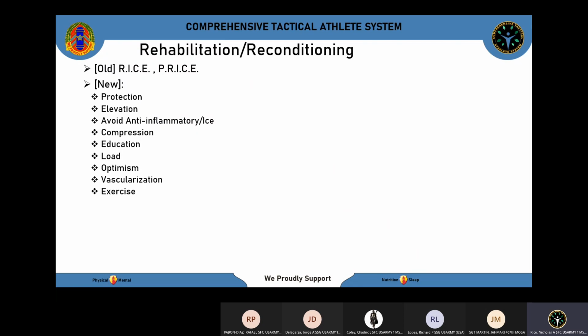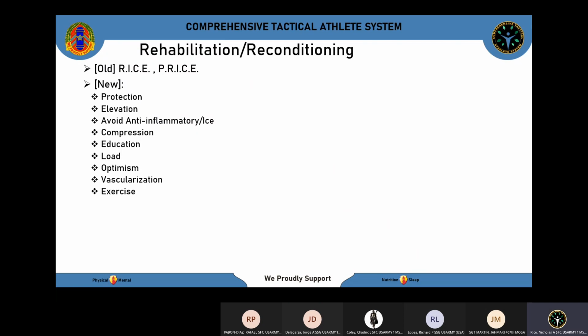If I'm able to get you to load your spine, load a joint in general with some form of external resistance and progress with that, you're less likely to experience pain and discomfort just from sitting down all day because your body's able to undergo force development much differently. I'm working on the load capacity of your joints.